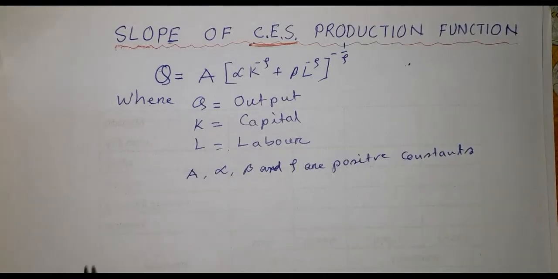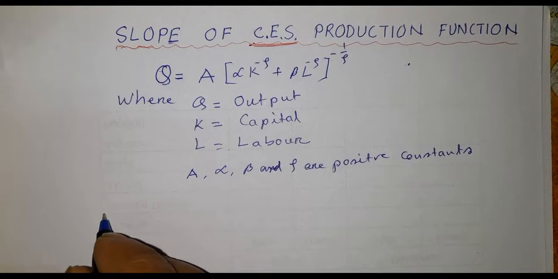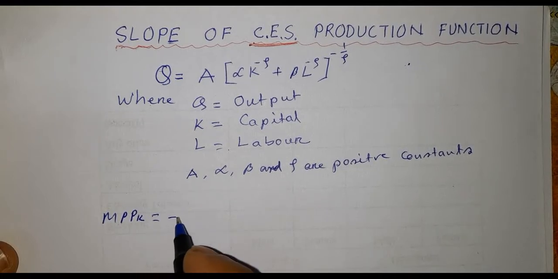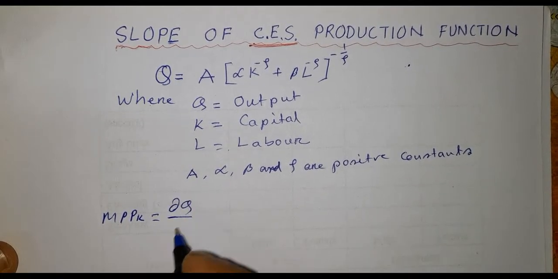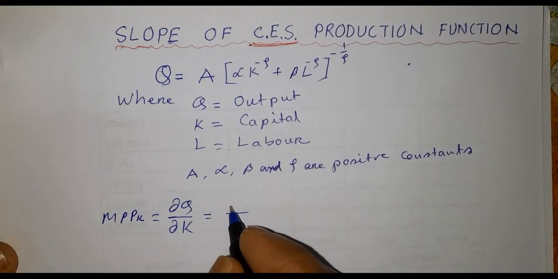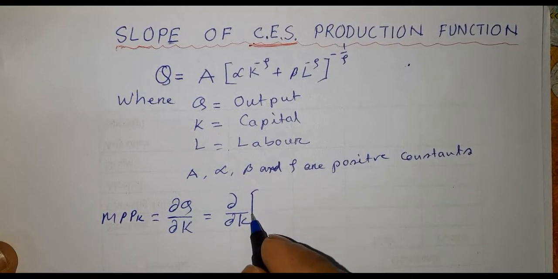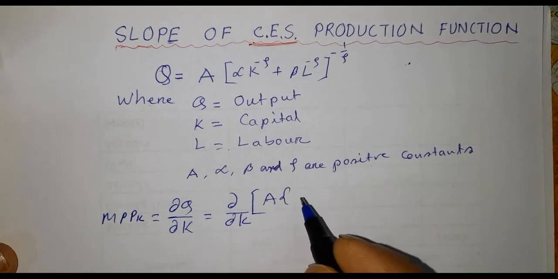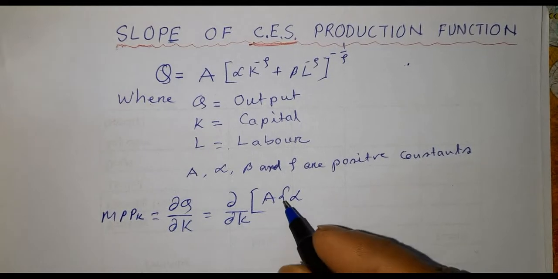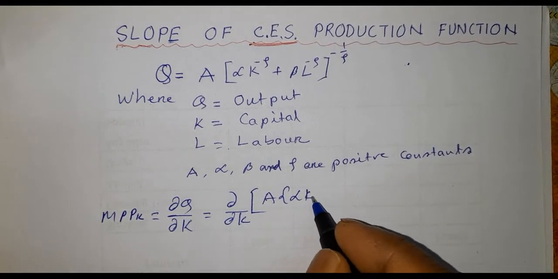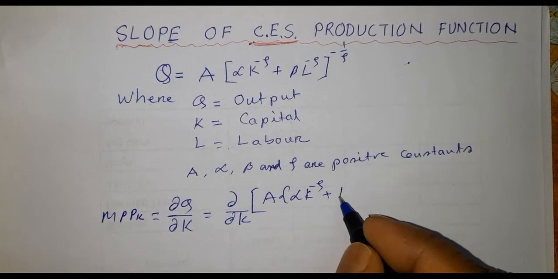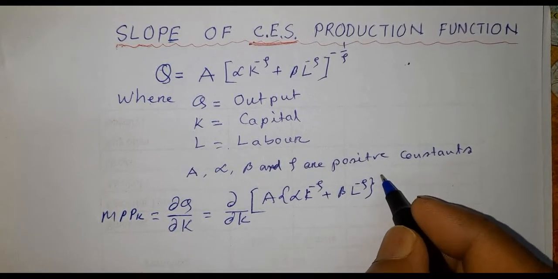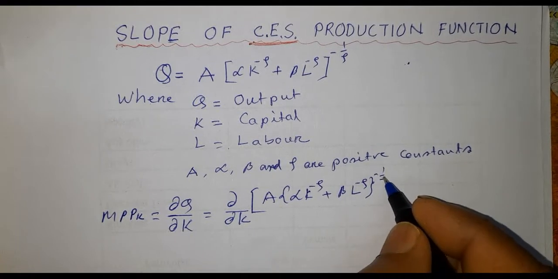In CES production function, MPPK, that is marginal physical productivity of capital, is equal to del Q by del K, and that is equal to del by del K, that is partial derivative of this function, that is A into (alpha K to the power minus rho plus beta L to the power minus rho) whole to the power minus 1 by rho.